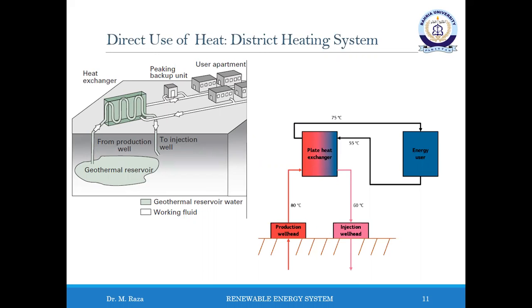Many geothermal direct use systems are equipped with a peaking system or a backup plant for maximum load. Often, it is more economical to adapt the geothermal system to the base load and cover peak demand with a conventional boiler or other resources.